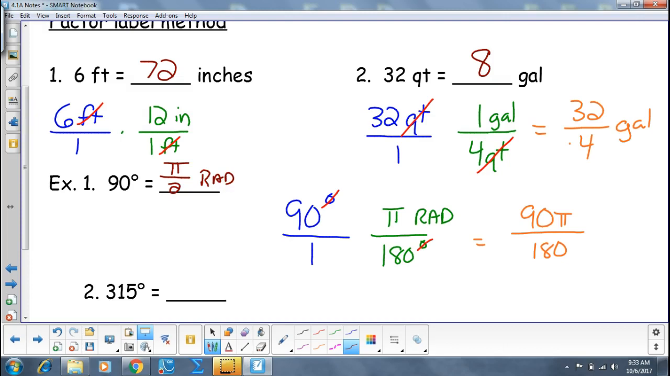Now, do you have to draw or write out the radians? The answer is, in this case, no. Because radian measures have pi in them. We will assume that if you give an answer in terms of pi, that you're talking in radians.